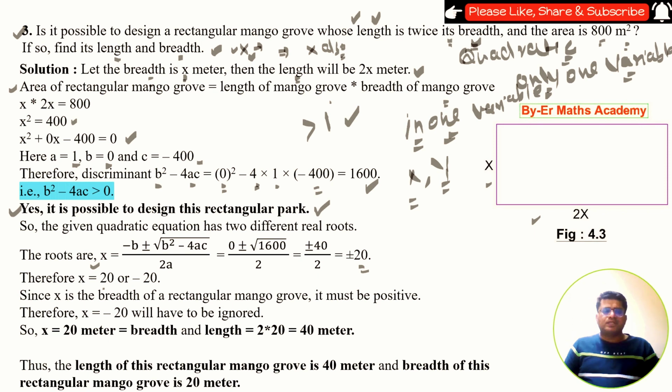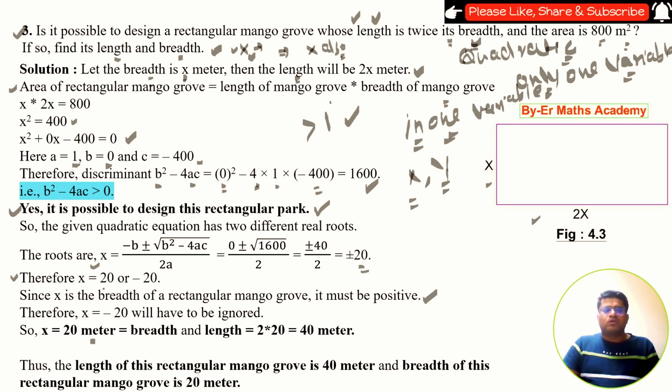We will consider the positive value. We will consider only the positive value, student. Then we consider x is equal to 20 meter. Since the x is breadth of rectangular mango grove, it must be positive. It means we will neglect the negative value and we will select only positive value, because distance is always in positive numbers. Okay student. So x is equal to 20 meter.